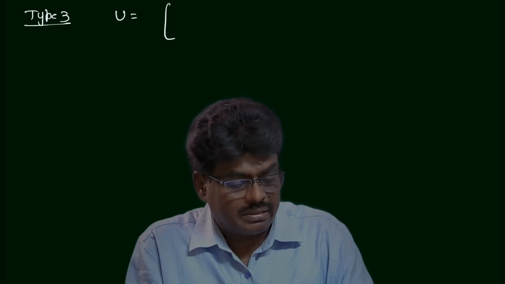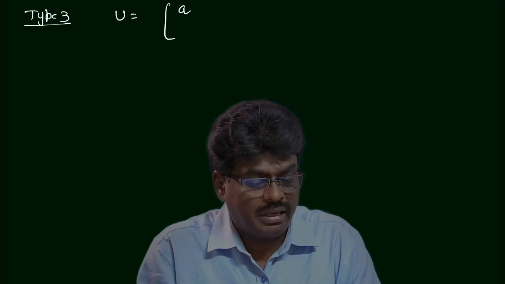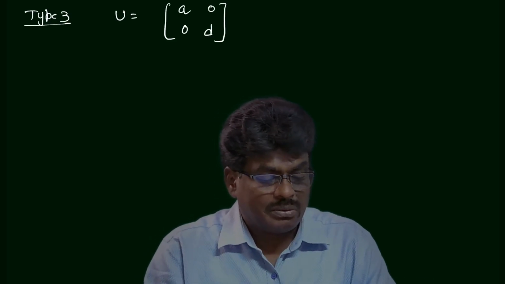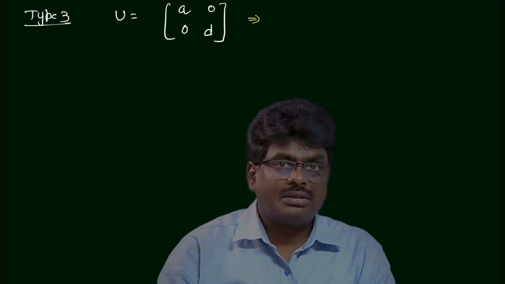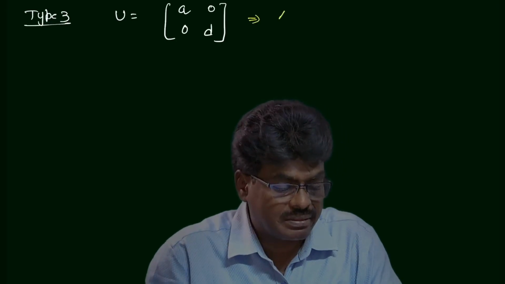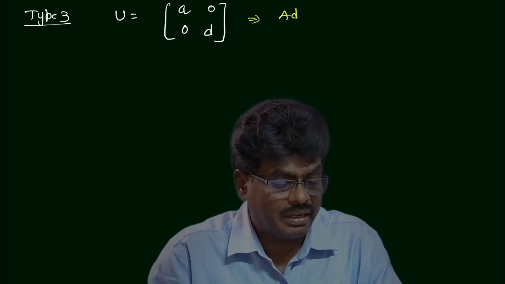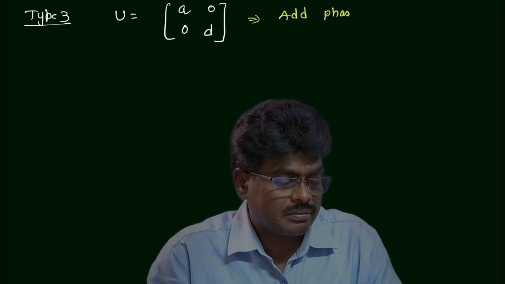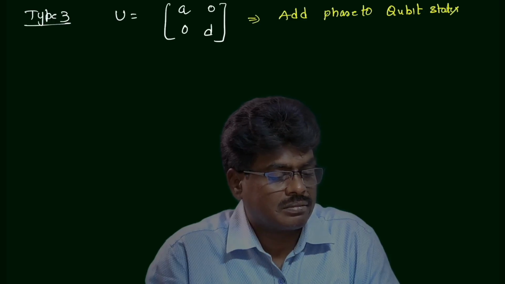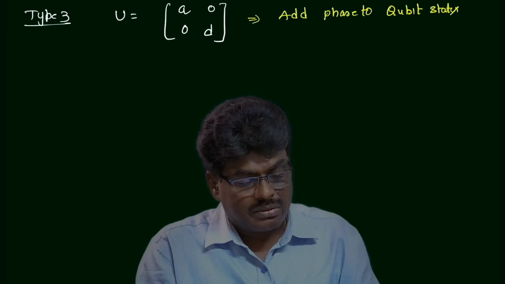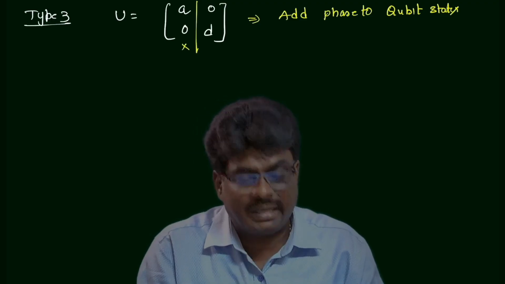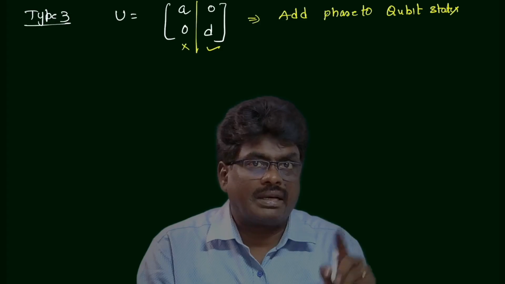Here I am taking the diagonal elements as non-zero, that is A, D, and the off-diagonal elements are 0. So this will just add up because you will get the same state again. That's why I'm using the words: it will add a phase to the qubit states. This is also a superposition. Okay, add a phase to qubit states. As usual, you have to divide this into two columns. First column if the target is off, second column if the target is on.